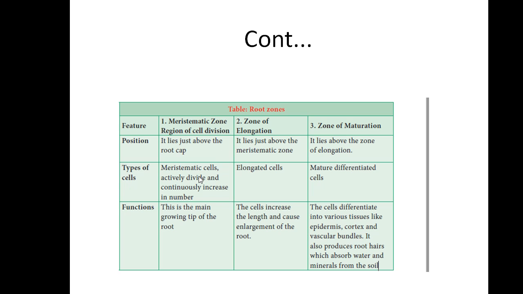Types of cells: meristematic cells actively divide and continuously increase in number. If you are taking the middle part of the root, it has elongated cells, and the upper part has mature, differentiated cells. Here the meristematic cells, here the elongated cells, here the differentiated cells. Root cells get differentiated here. Functions: this is the main growing tip of the root. The cells increase in length and cause the enlargement of the root. The cells differentiate into various tissues like epidermis, cortex, and vascular bundles, and also produce root hairs, which absorb water and minerals from the soil.